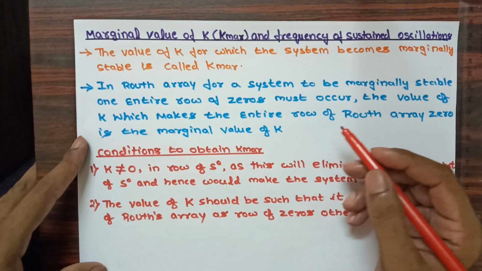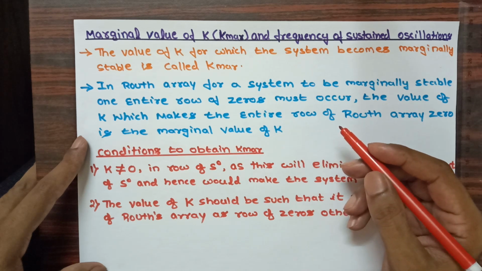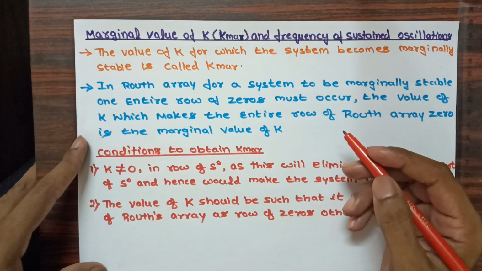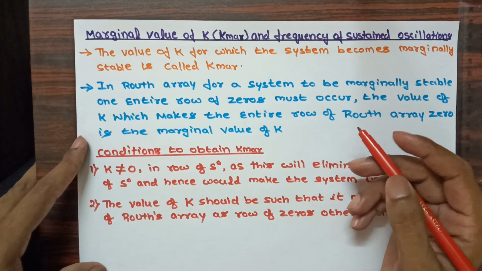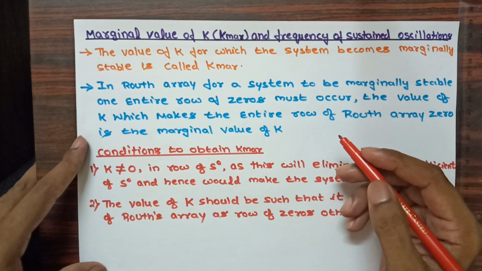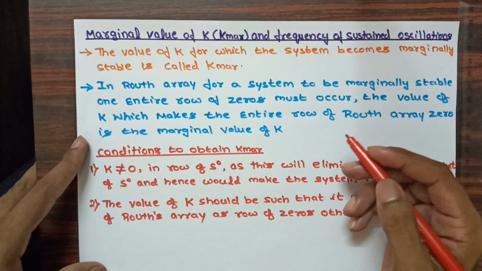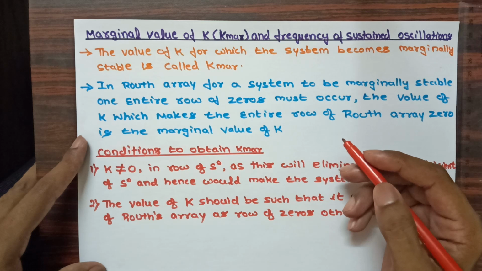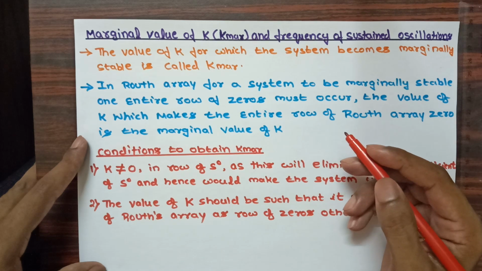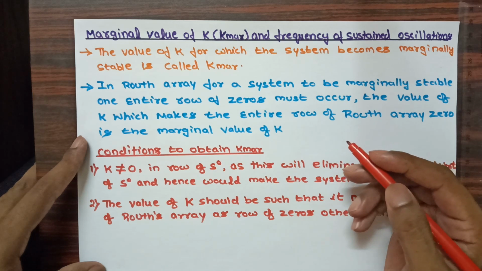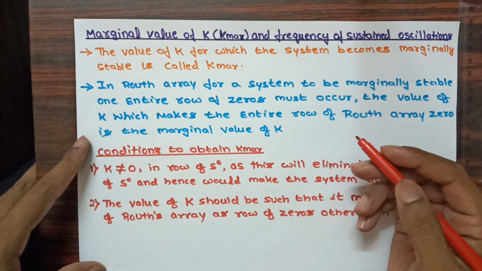It means, suppose in the characteristic equation we have the term K, and when we form an array from such a characteristic equation, we will get a row of equation containing K. Now for this row containing K, we need to find the value of K such that the entire row becomes 0. This value of K is called the marginal value of K.